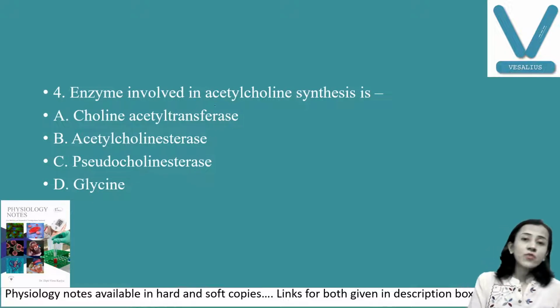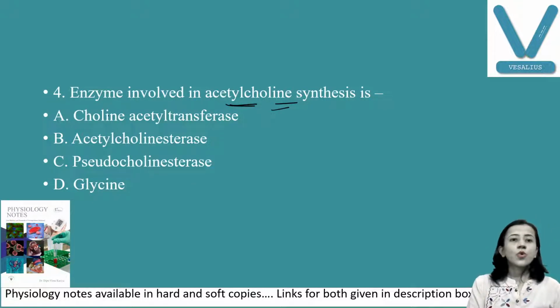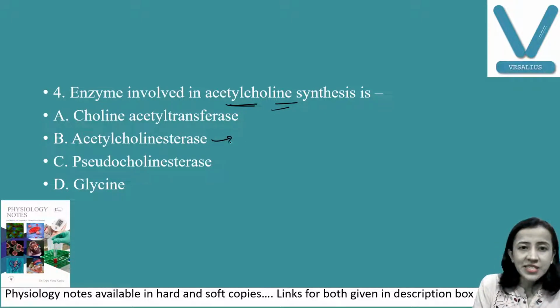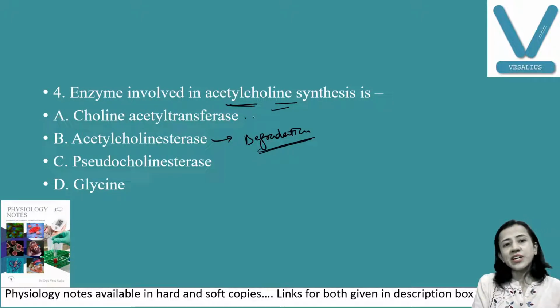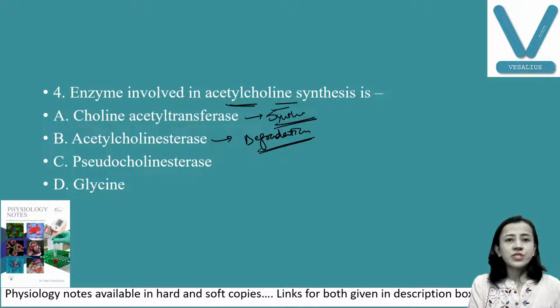Which enzyme is involved in the synthesis of acetylcholine? Choline acetyltransferase, acetylcholine esterase, pseudocholine esterase and glycine. We have discussed this acetylcholine esterase, that is for degradation. Okay, and choline acetyltransferase, that is for synthesis. So your enzyme for synthesis is choline acetyltransferase.